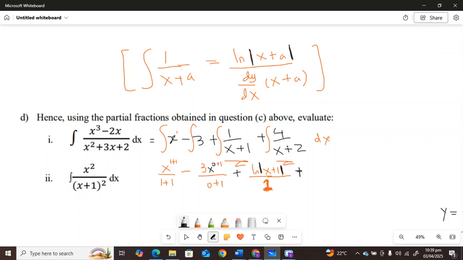Yes. Plus 4 over x plus 2. So here again, we put a 4 in front. Then the natural log of x plus 2 divided by, so when we derive x plus 2, we derive this x that is a 1, and this 2 disappears. Then you add a plus c here.